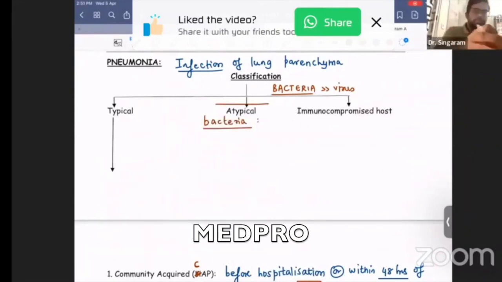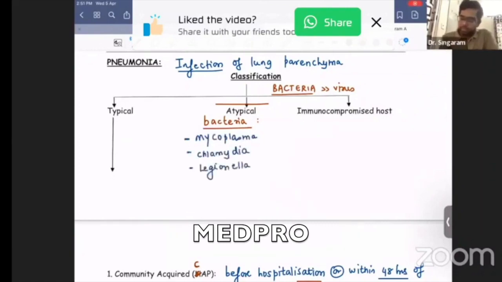Let me just see if any of you have answered that. Okay, fine. A typical example of atypical bacteria would be Mycoplasma. In this group, the most important is Mycoplasma. Please don't forget it. Mycoplasma pneumonia. I'm just writing the name only. Mycoplasma. Any other? Chlamydia. One more. Legionella. These are some typical examples of atypical bacteria. Out of this, the common one is Mycoplasma. Okay, fine.